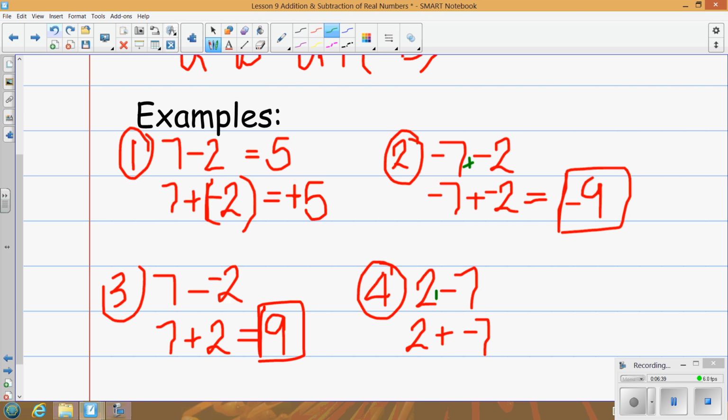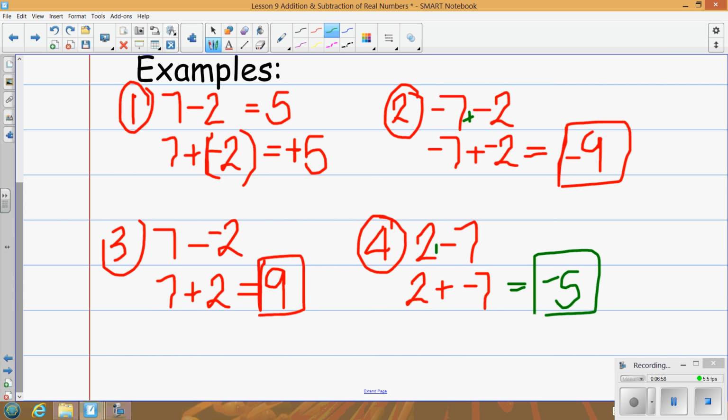So there's a couple of ways you can think of it. Back to number 4, 2 plus negative 7. Opposite signs, subtract them. So 7 minus 2 gives me 5. Keep the sign of the bigger absolute value. So we have negative 5 because the 7 was negative.